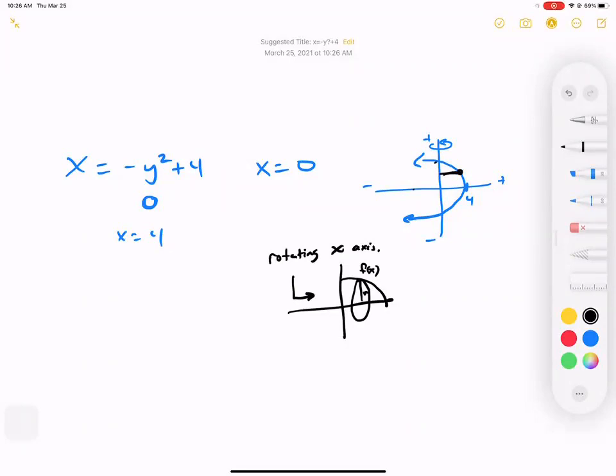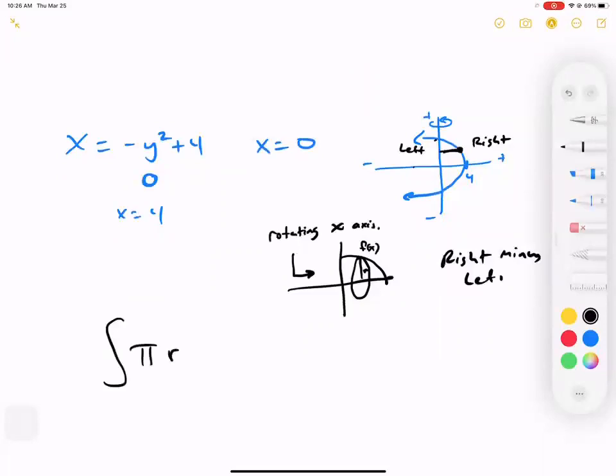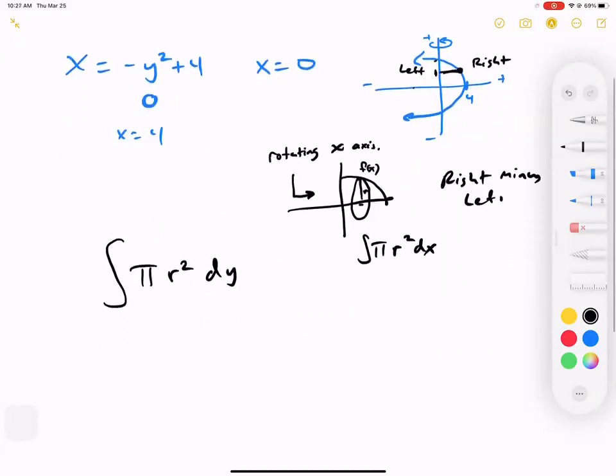For us, we mentioned before, it's right minus left. Right minus left, and that'll give us our radius. We're still working with circles, so we still use the equation integral of pi r squared. And here is our problem. We used to use dx going this way, as integral of pi r squared dx, because we want a small sliver of dx. In this case, we want a small sliver of dy. Okay, so that's our setup. We switch our axis. That means we're going to switch from dx to dy now.